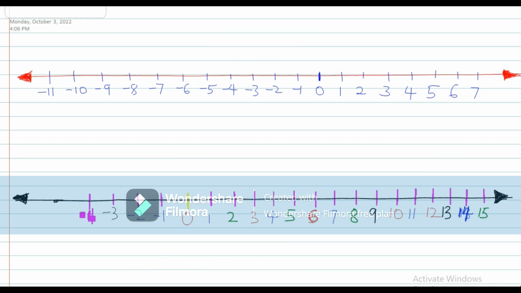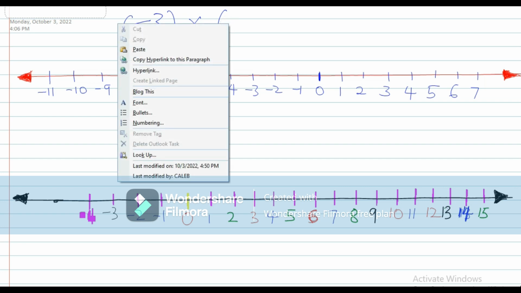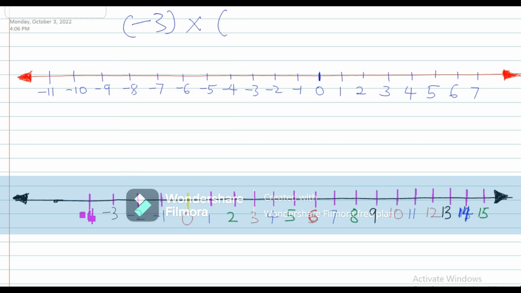For the next one, I have here some number lines. Let me use each of them. So the first one, let's consider which of those 4 questions. The next one, let us consider negative 3 times positive 3. So we have negative 3 multiplied by positive 3. This is the question we want to do.